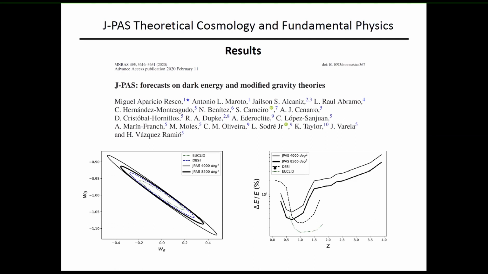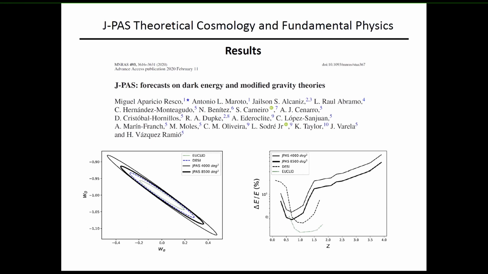On the right plot, you can see the precision with which J-PAS will be able to measure the Hubble parameter as a function of redshift. Again, you can see what I mentioned before. The full line corresponds to J-PAS, and at a low redshift, below say 0.6, 0.7, the precision of J-PAS will be comparable or even better than the other surveys, and in both cases around a few percent.